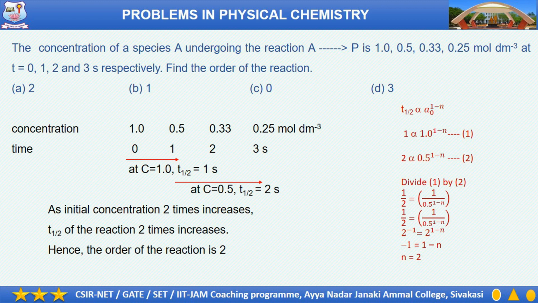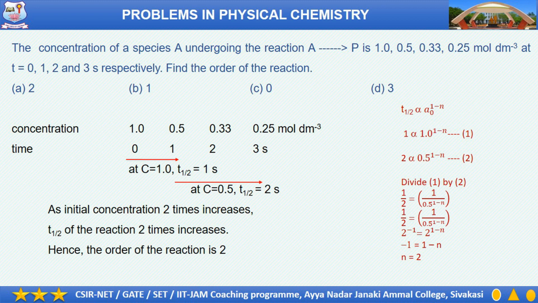T half is directly proportional to A0 power 1 minus n. For the first half-life period, 1 second is proportional to the initial concentration 1 power 1 minus n. For the second half-life period, it is 2 seconds, with initial concentration 0.5 power 1 minus n. Therefore 1 divided by 2 is equal to 1 divided by 0.5 power 1 minus n, which gives 2 power 1 minus n equal to 2 power minus 1. So 1 minus n is equal to minus 1, and n is equal to 2. In this way you can work it out, or just by looking at the data you can find the answer present. But you should understand the concept.